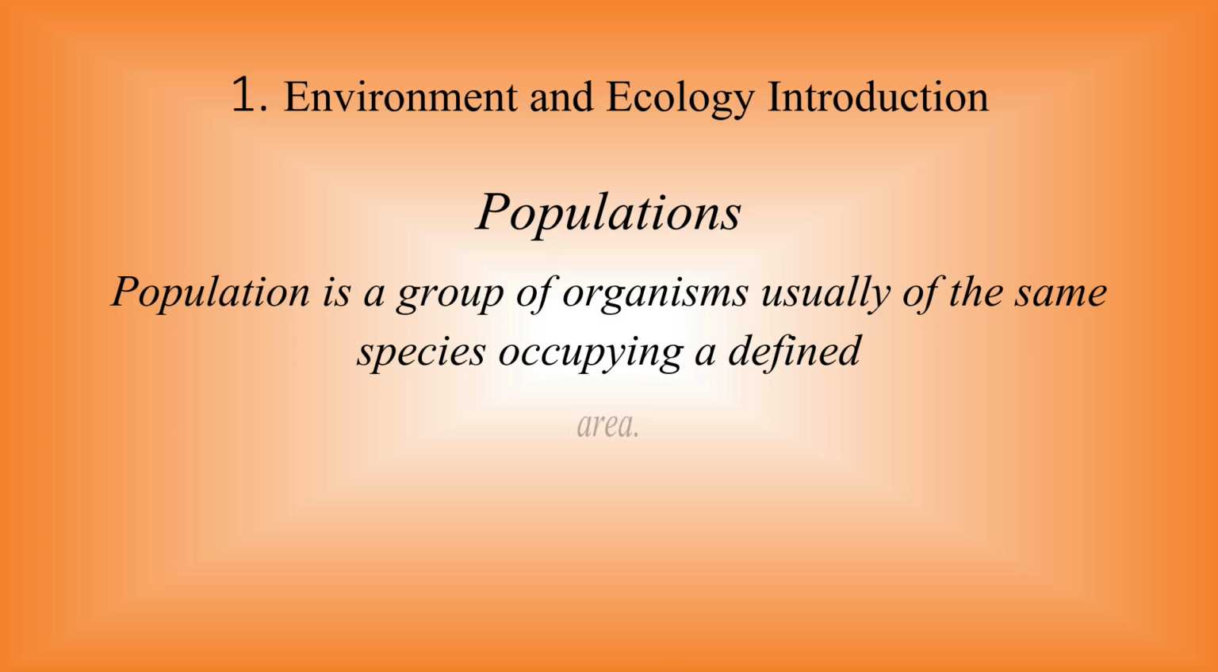Now we'll go towards populations. Now we have seen the first level, that is organismic level. Now we are going towards population level. Population is a group of organisms, usually of the same species, occupying a defined area. Biologists define a population as a group of individuals of the same species, but population ecology is the scientific study of how populations interact with the environment.